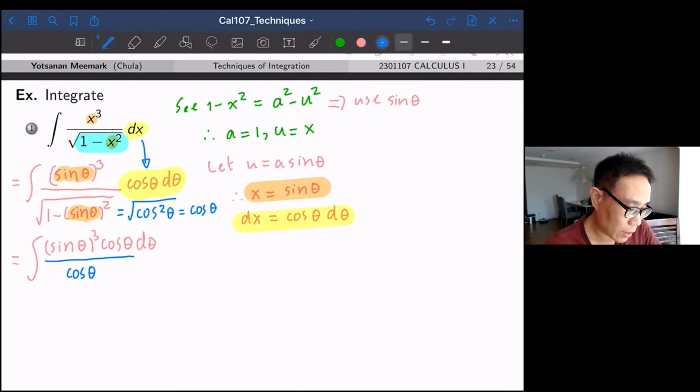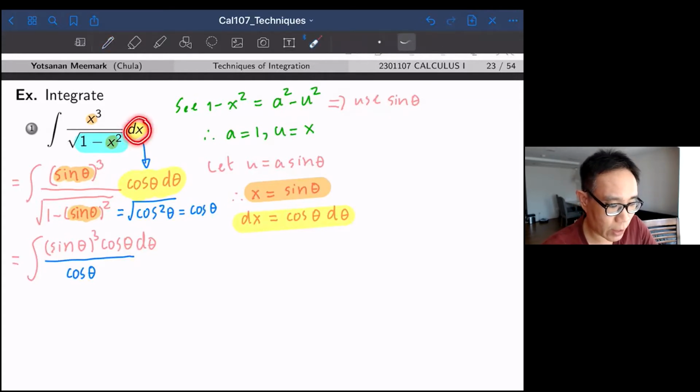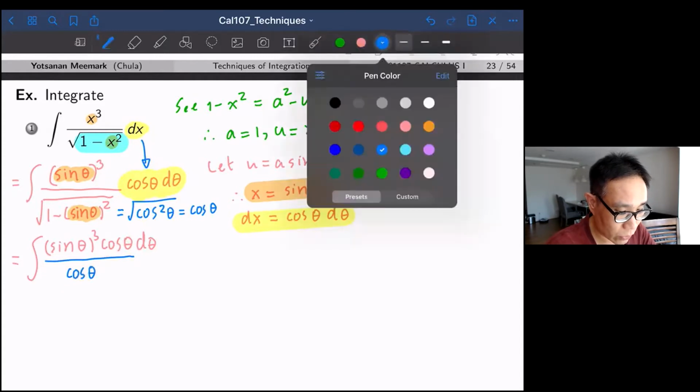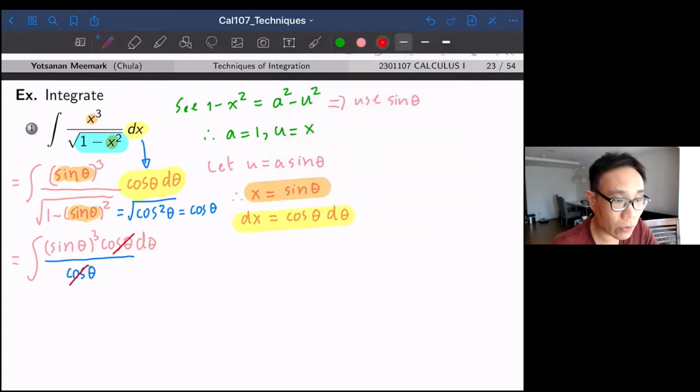The important part here is the mistake that people make is to use dx equal to d theta, which is incorrect. Dx will be cos theta d theta. Be careful on this one. And you see that cos and cos will cancel each other, so you end up with the integral of sine theta to the third d theta.